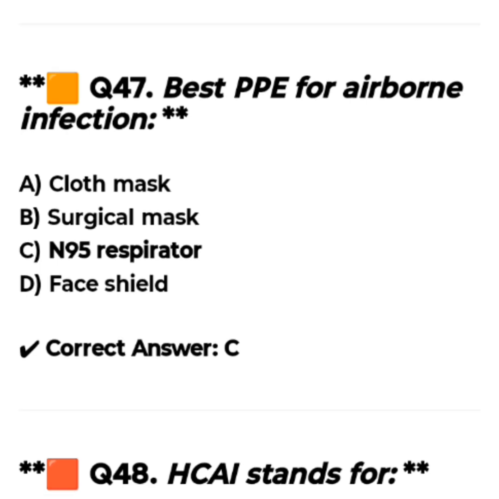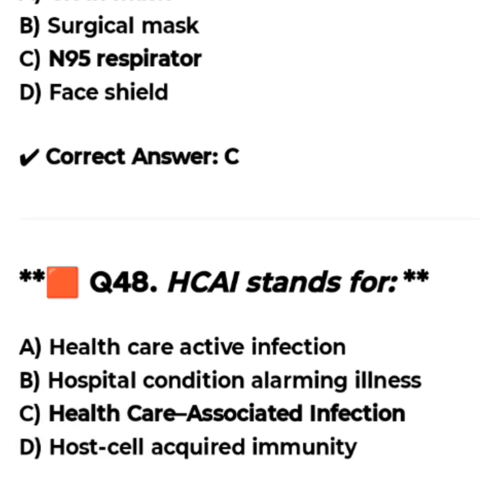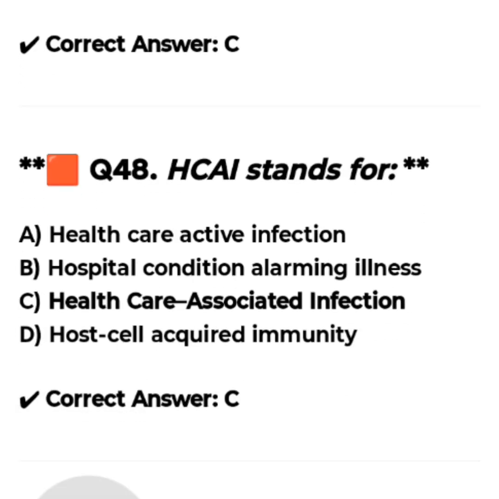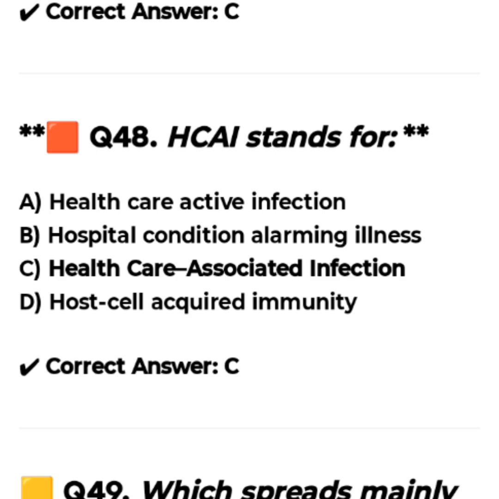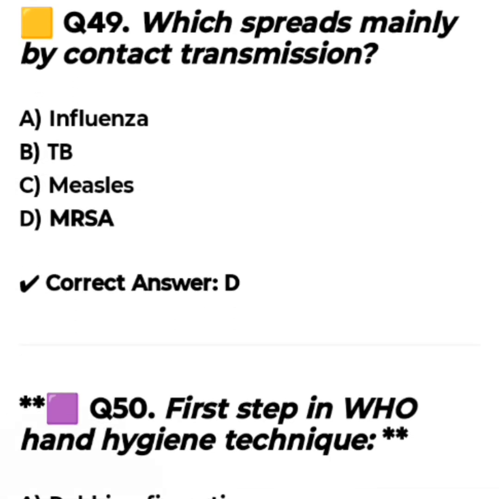Best PPE for airborne infection. The correct answer is option C, N95 respirator. HCAI stands for. The correct answer is option C, healthcare associated infection, which spreads mainly by contact transmission. The correct answer is option D, MRSA.